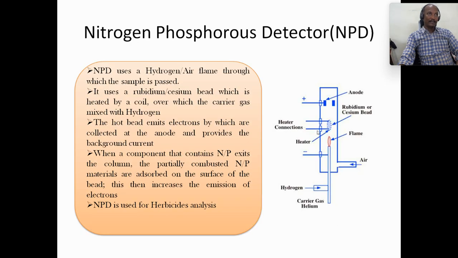The next important detector is the nitrogen phosphorus detector, popularly called the NPD. Here we use a hydrogen or air flame through which the sample is passed. Generally it uses a rubidium cesium bead, which is heated by a coil, over which the carrier gas is mixed with the hydrogen. Mainly the nitrogen phosphorus detector is used for herbicide analysis.